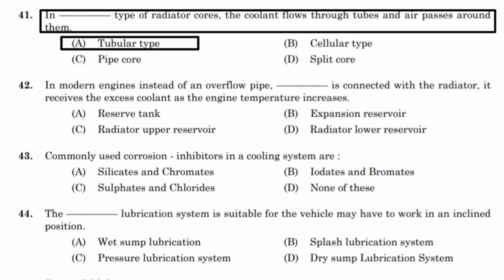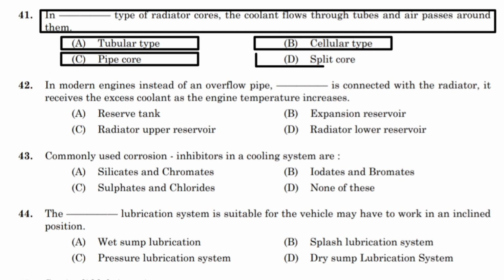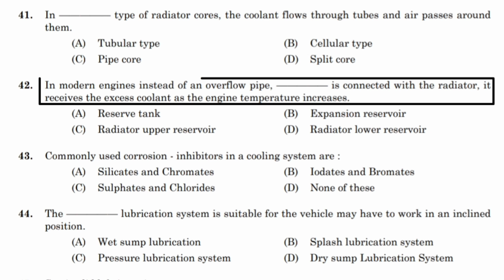41. In dash type of radiator cores, the coolant flows through tubes and air passes around them. A. Tubular type, B. Cellular type, C. Pipe core, D. Split core. Answer A. Tubular type.